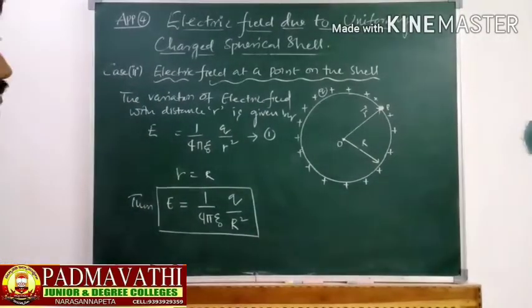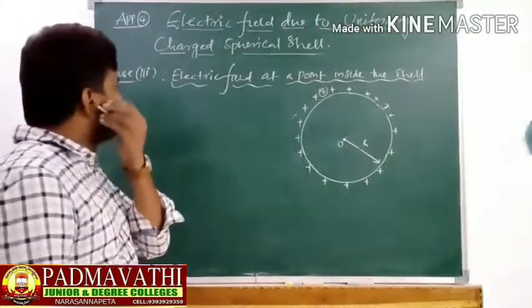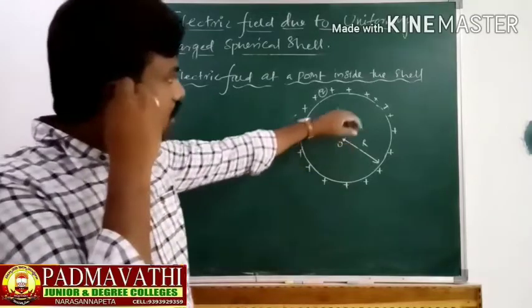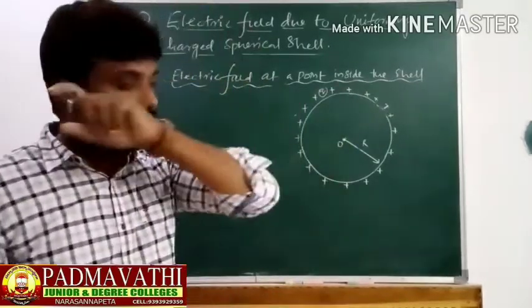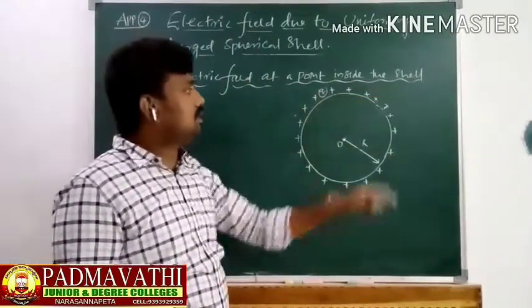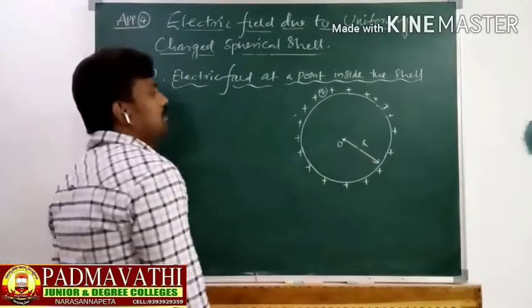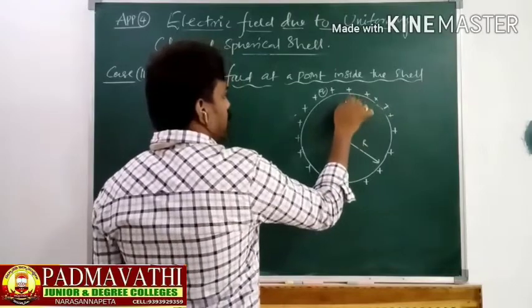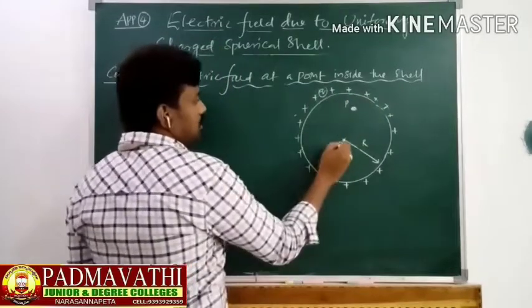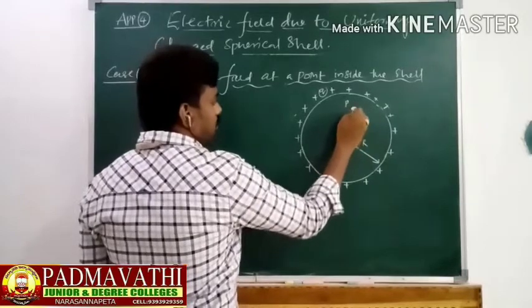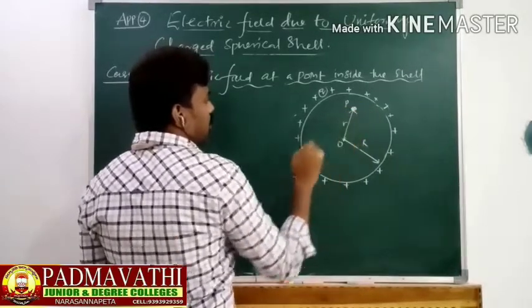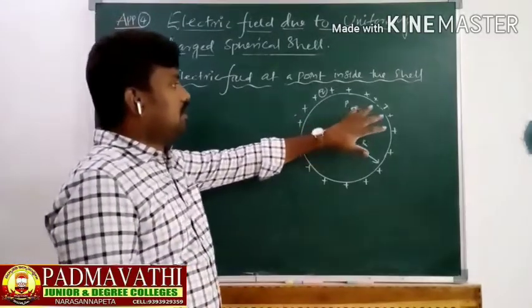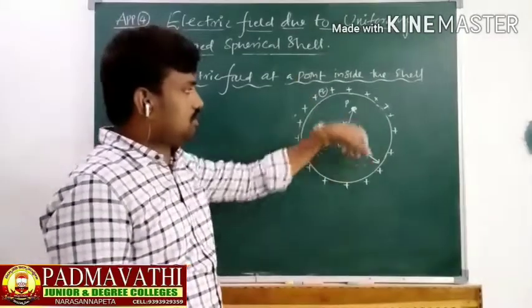Now case 3 is the electric field at a point inside the shell. Now the point P will be inside the shell. Let me take that point P here. This is point P, which is inside the shell. And the distance from O to P is again small r here. So now I want to find the electric field at point P, which is inside.